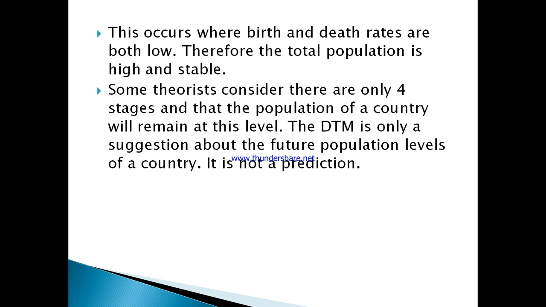Some theorists consider there are only 4 stages and that the population of a country will remain at this level. The demographic transition model is only a suggestion about the future population levels of a country. It is not a prediction.